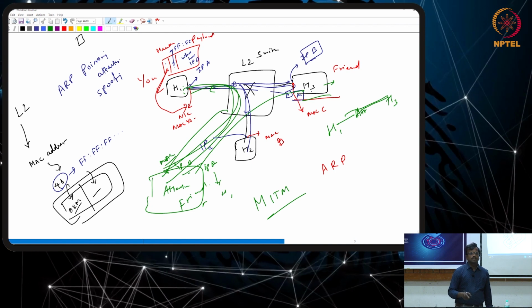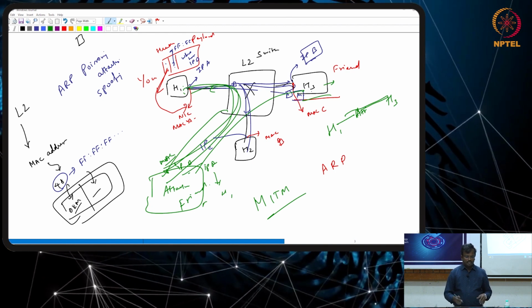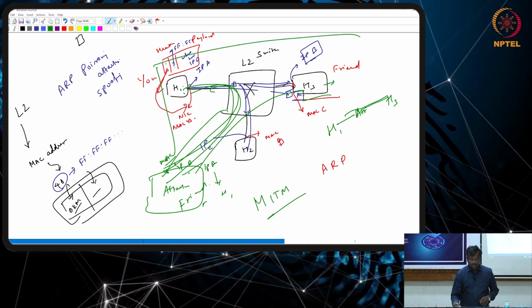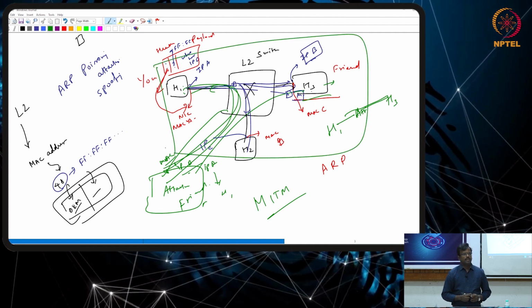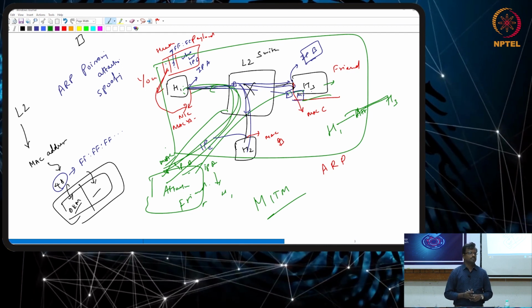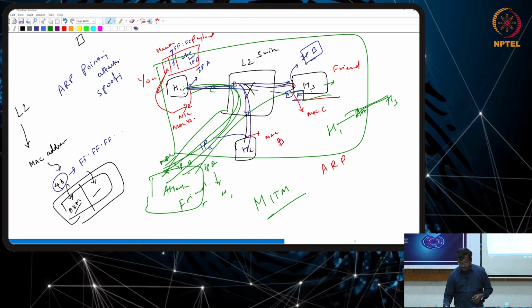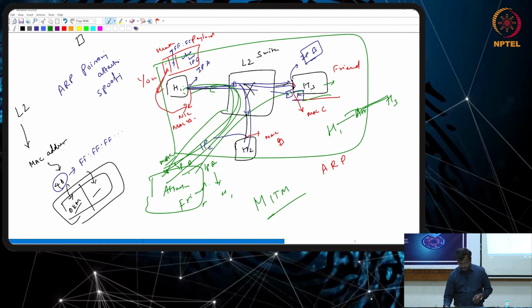Right. Any questions on the MAC layer? I hope you understand what a MAC layer is. It helps you transport packets between link layer hops within the LAN. Okay, so now let's move one more step further in the stack.